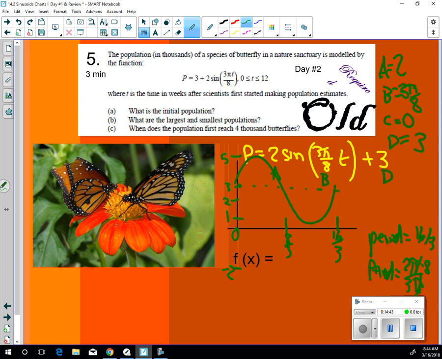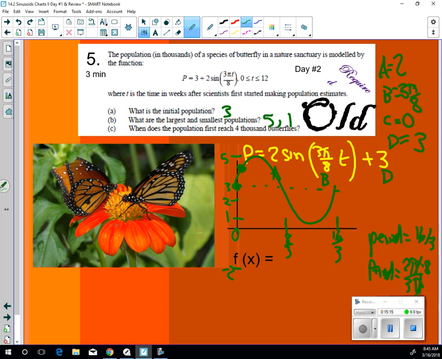So what is the initial population? What is the population at time 0? What is it? How many butterflies? You have 3,000. Yep, 3,000. What's the largest that you have? Goes up to 5. What's the smallest? Down to 1. So 5 is the largest, 1 is the smallest. When does the population first reach 4?